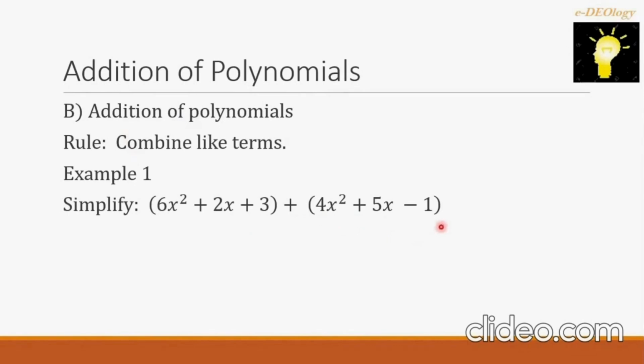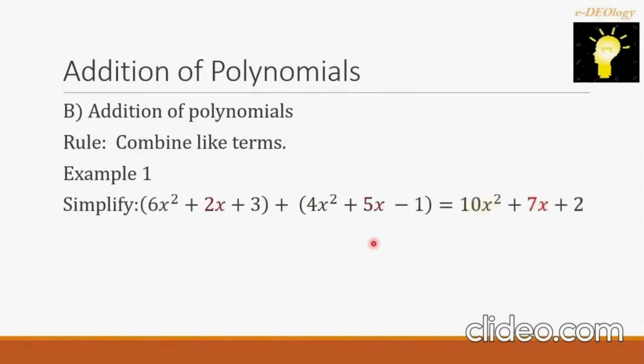So the rule says let us combine like terms. So the 6x squared is combined to the 4x squared. We will get this 10x squared. Next is the 2x and another 5x on the other group. We can put them together. So we add the numerical coefficients. 2 plus 5 gives us 7. And we copy the x.